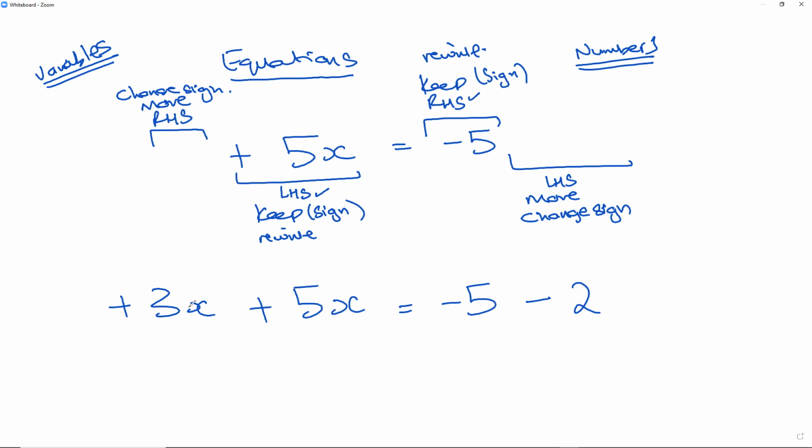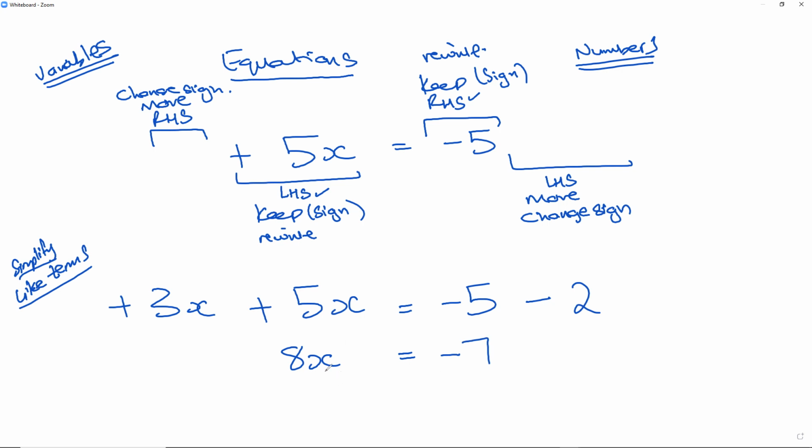Now I have like terms on either side, so I'm going to simplify my like terms on either side. So 3x plus 5x will become 8x. And minus 5 minus 2 becomes minus 7 using integers.